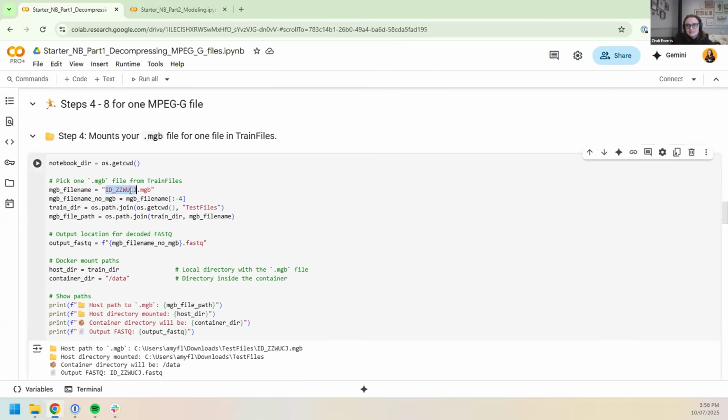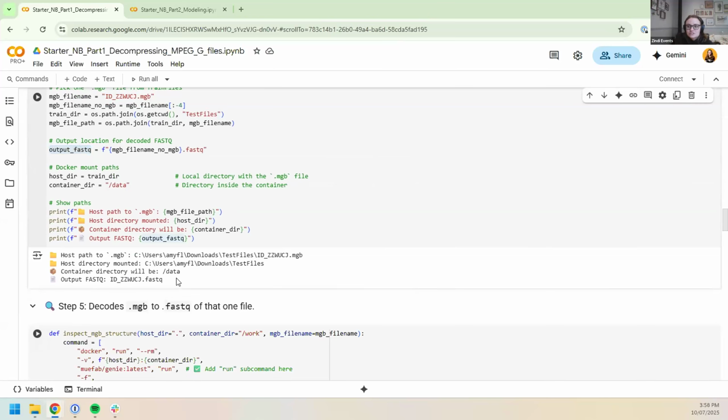So we're just going to be looking at this IDZZ. We are stripping off the last 4 parts just so we can ensure that we've got our train directory and our output FASTQ. So this is just where everything needs to go, where we're getting it from, where it's going to, and what does our output file look like.